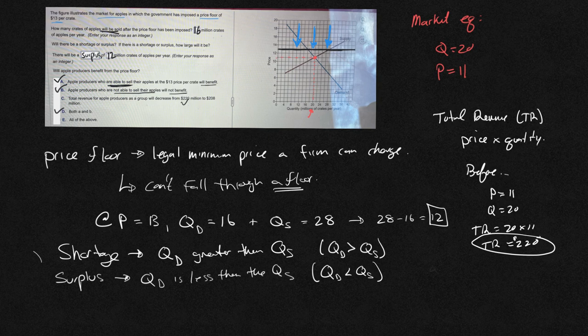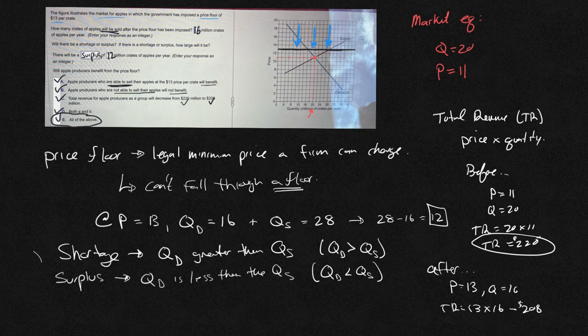So after, what did we sell? We had the price equal to 13, the quantity equal to 16. Well, what's 13 times 16? You can plug that into your calculator. 13 times 16, total revenue equals 208. So that's correct here as well. So that means C is correct. So that means our answer here is all of the above.